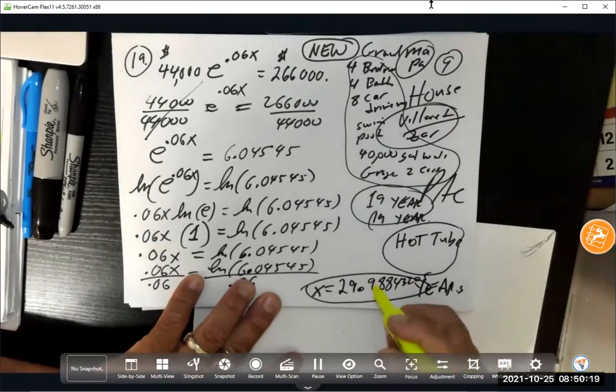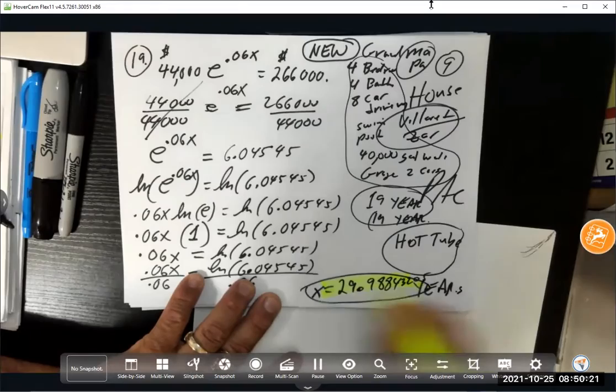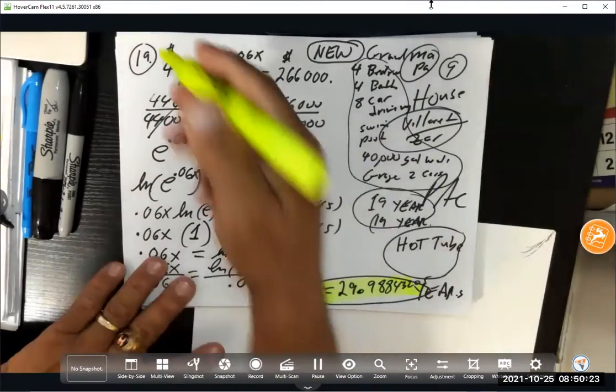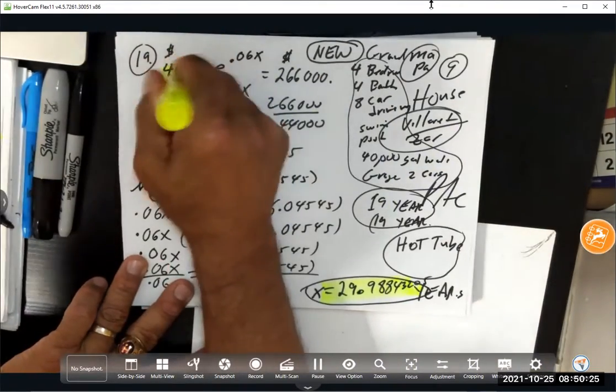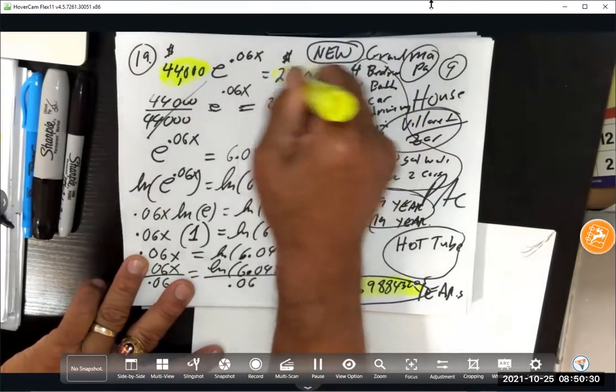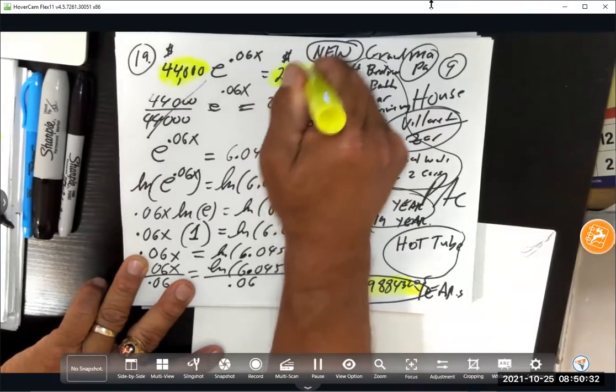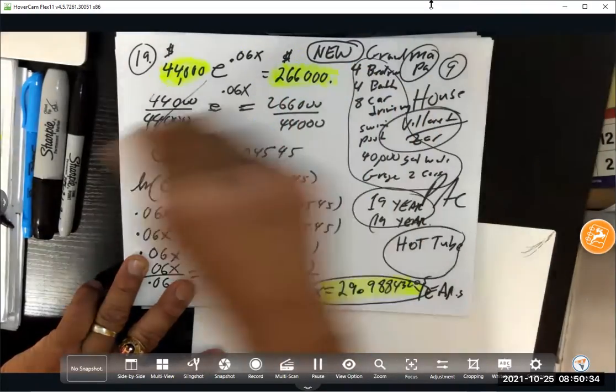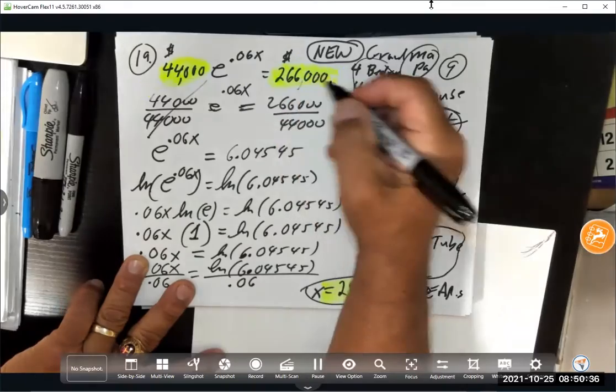Almost 30 years. And 30 years from now, their house will be worth not $44,000, that's what they bought it for when Grandpa built the house brand new for her. But now they've been there, and eventually in 30 years this house is going to be worth $266,000. Does that make sense?